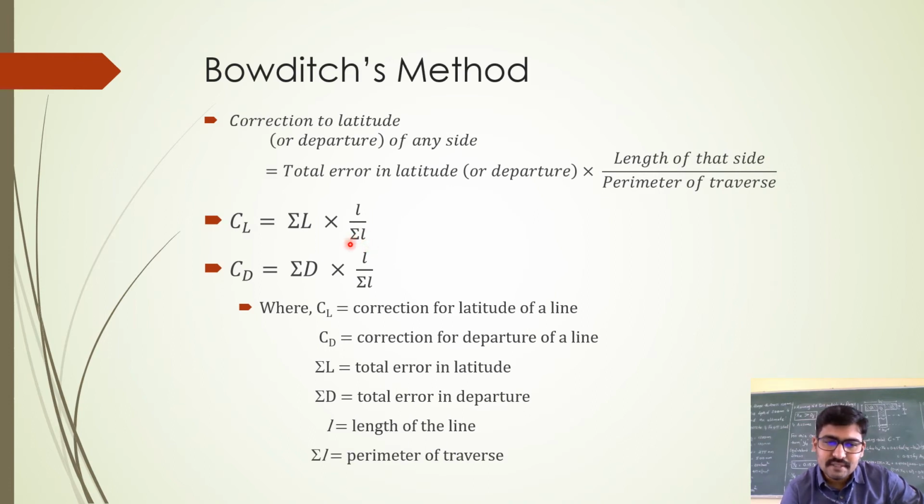So this is the total length of the perimeter, I mean the total length of the traverse, and this is the total error in the latitude, nothing but the sum of latitudes. In a similar way, the correction for departure will be equal to summation D multiplied by l by summation l. So here it is the sum of departures. Clear? So this is Bowditch's method.